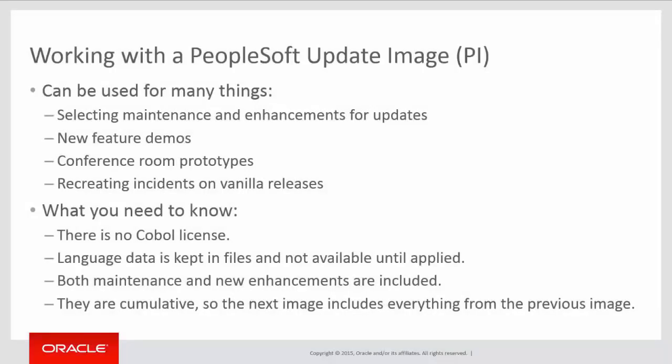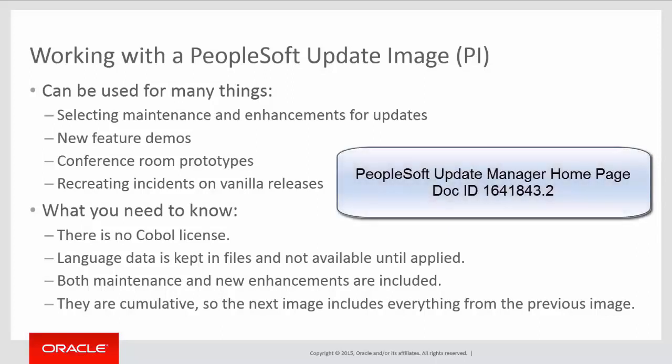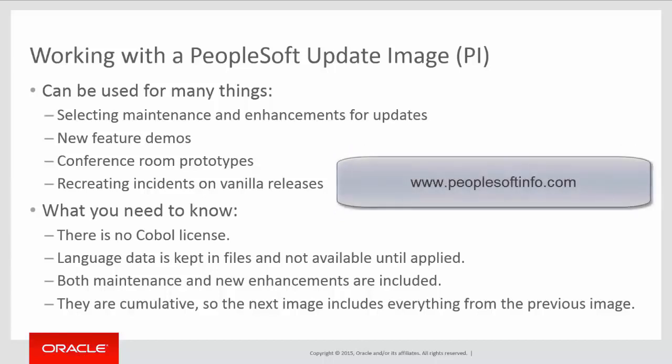The first thing you need to know about a PeopleSoft Update image is what they are and where to find them. PeopleSoft Update images are found on My Oracle Support. The easiest way to find one is to start on the PeopleSoft Update Manager homepage on My Oracle Support and follow the link for your pillar. The doc ID for the PeopleSoft Update Manager is 1641843.2. Of course, you can always find a link at PeopleSoft's information portal, www.peoplesoftinfo.com. Or for that matter, you can find pretty much anything at peoplesoftinfo.com.